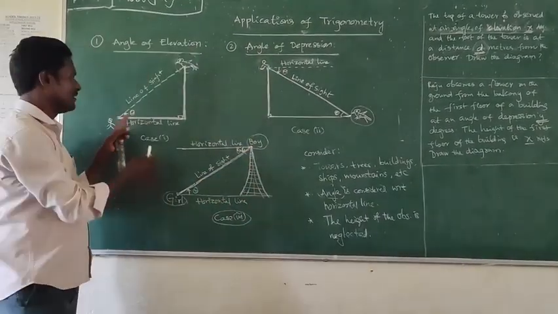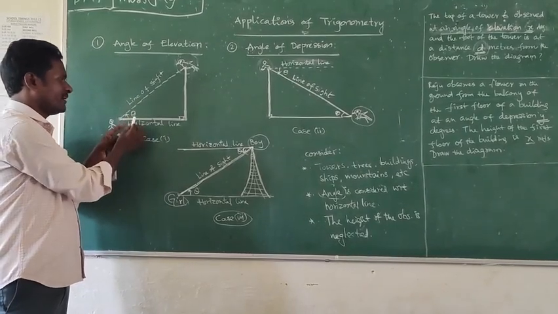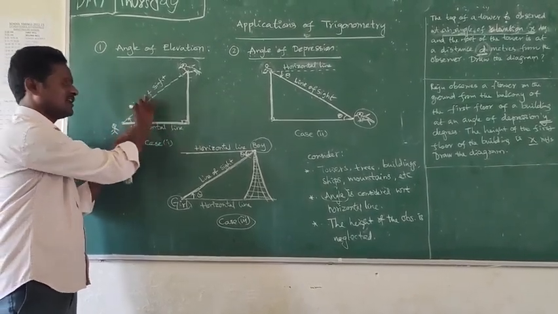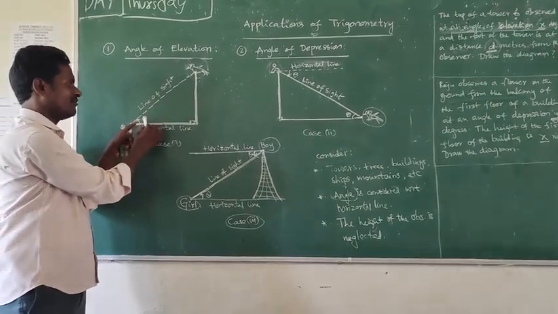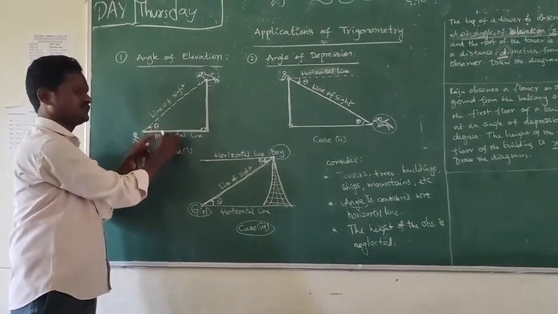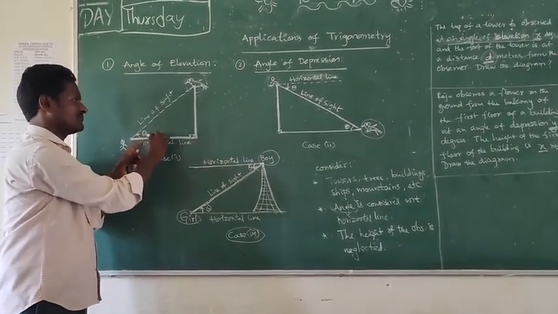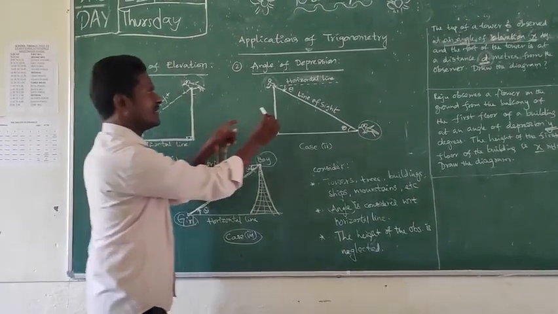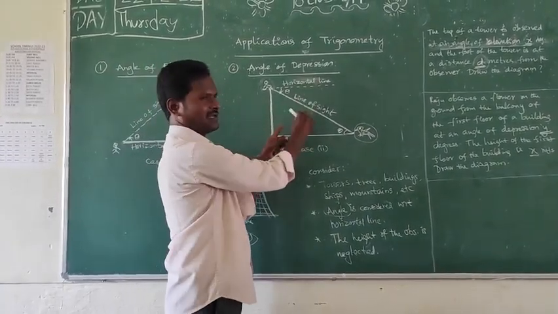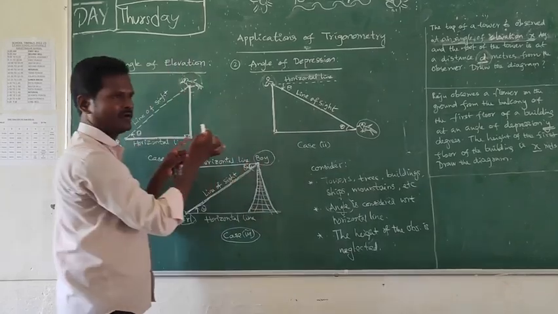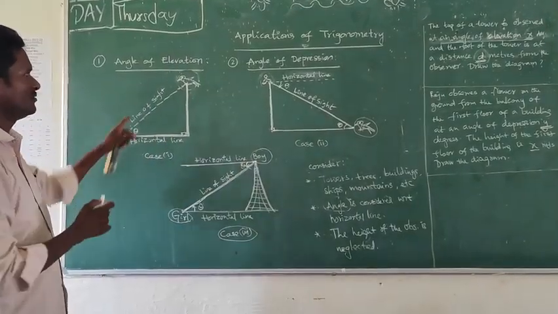Here the line of sight is above the horizontal line. So the angle formed here is between these two lines when the line of sight is above the horizontal line. Here the line of sight is below the horizontal line. So these are the two main differences between these two angles.